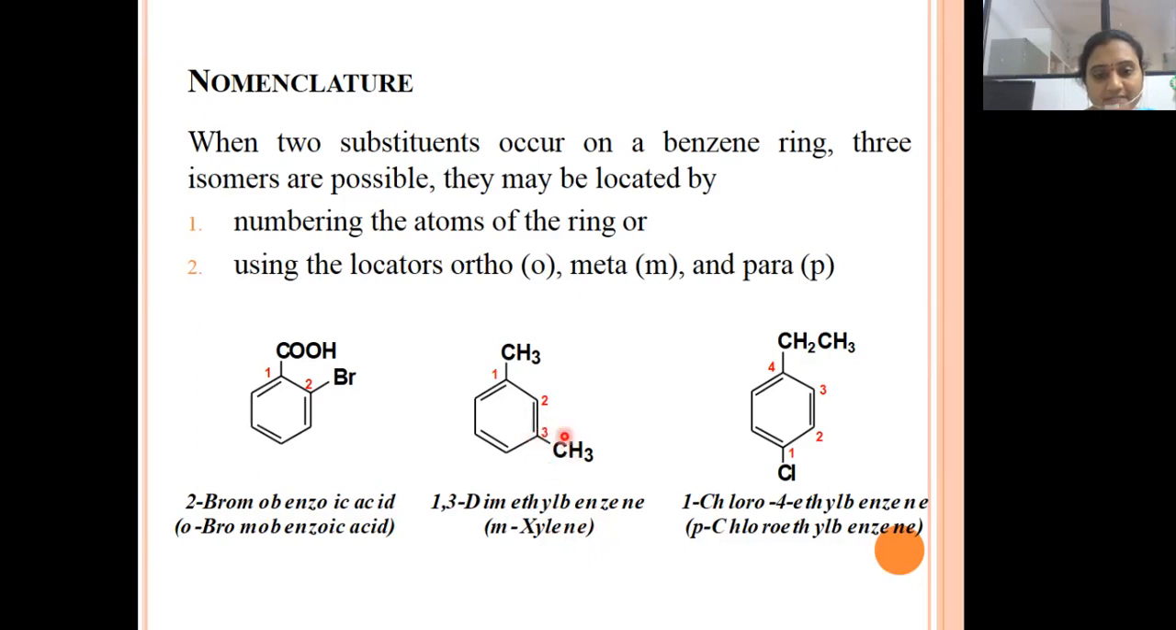Here, 1,3-dimethylbenzene or meta-xylene, because at the third position a methyl group is there. This is also called the meta position. Next, 1-chloro-4-ethylbenzene. Chlorine is given the first priority, which is why we start numbering from chlorine: 1, 2, 3, 4. 1-chloro-4-ethyl, CH2CH3 being ethyl, benzene is also called the para position, para-chloroethylbenzene.